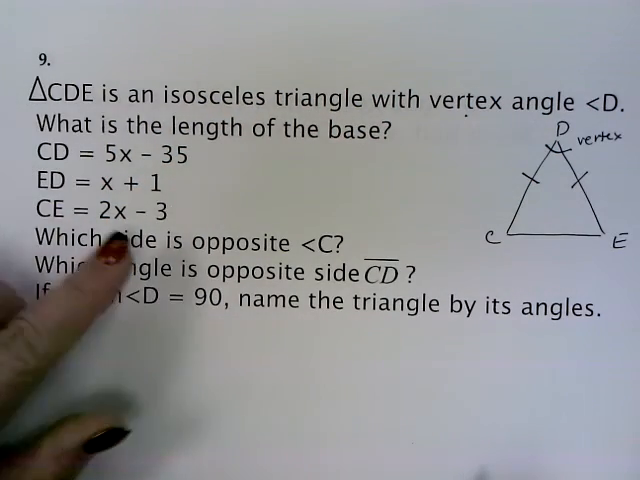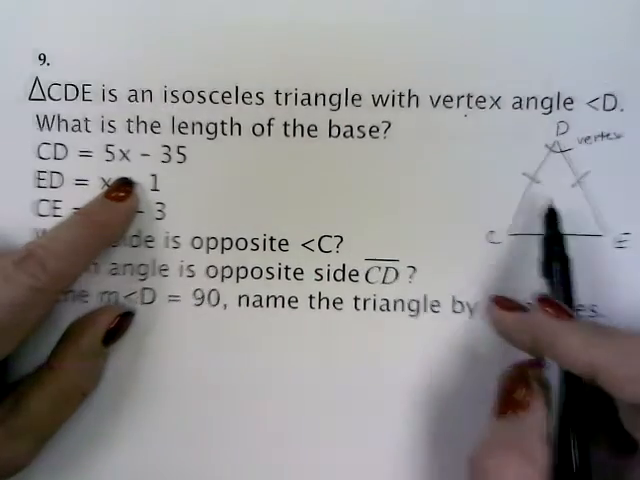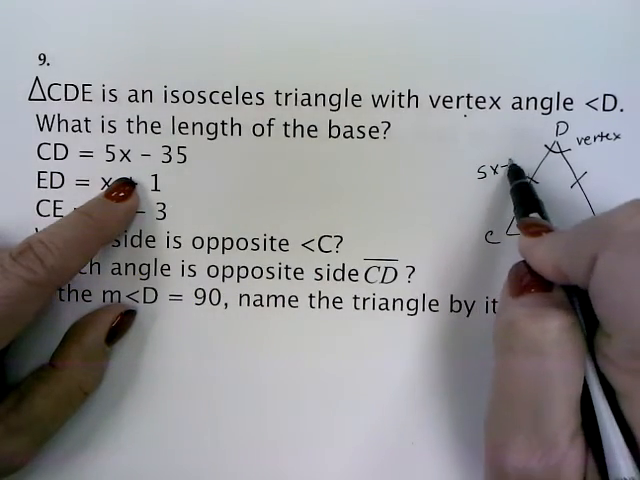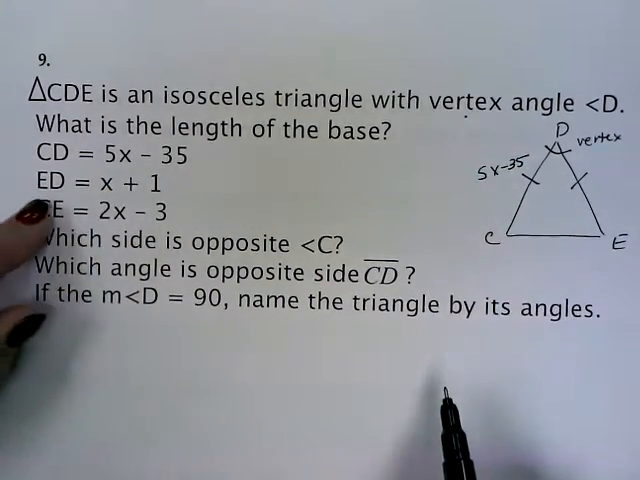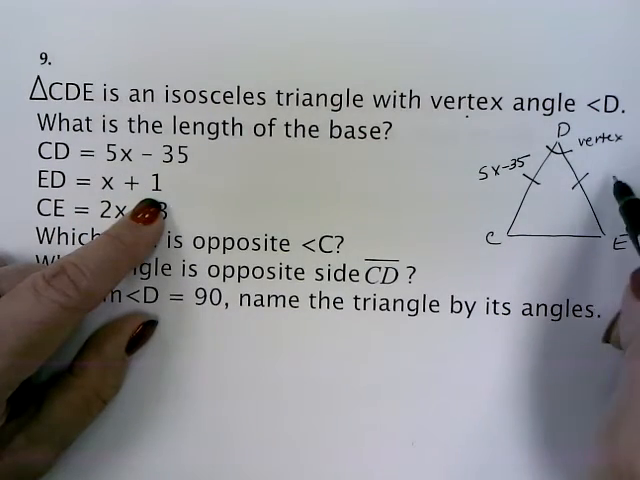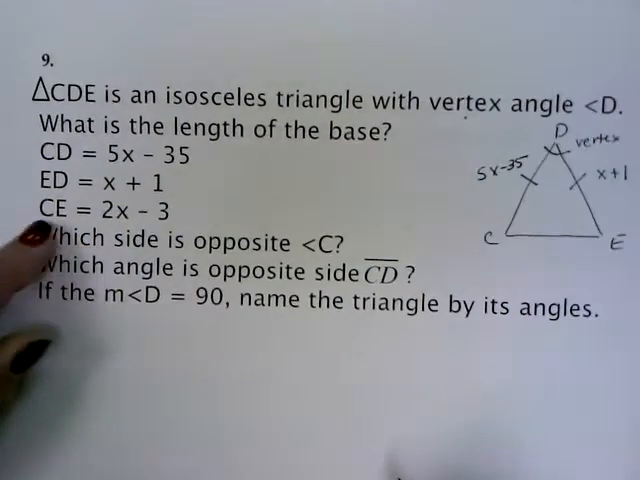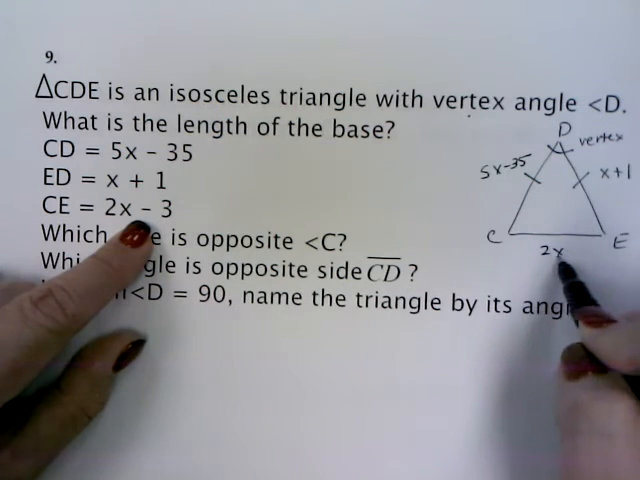So now, what is the length of the base? CD, which is the side, is 5x minus 35. ED is x plus 1. And CE is 2x minus 3.